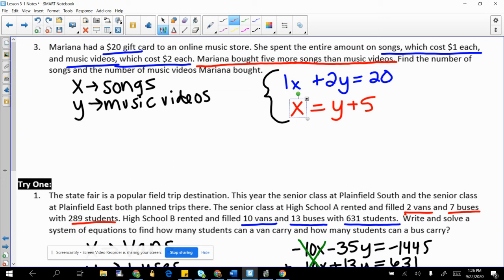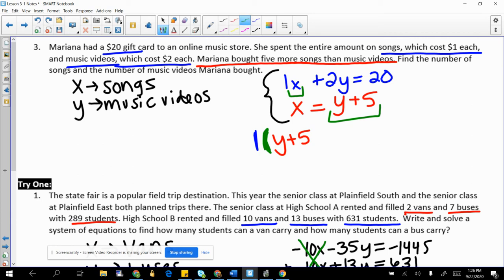Okay. So again, in this one, because I already have X by itself in one of the equations, I would definitely use substitution. And what I would do here is take that Y plus 5 that X equals and plug it in for X here. Okay. So if you want to, you can include the 1 in front of the X, but you don't need it. So I'll put it there just in case. So we have Y plus 5, we're plugging in there.